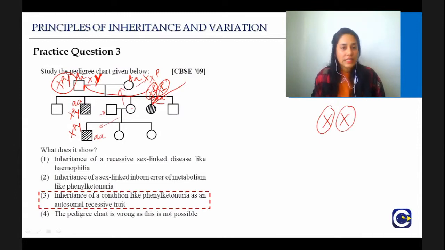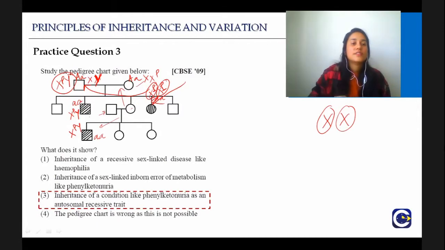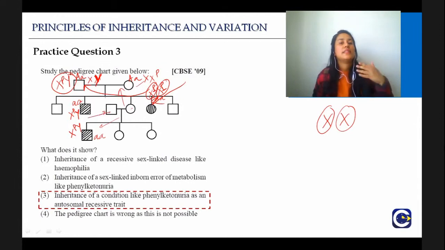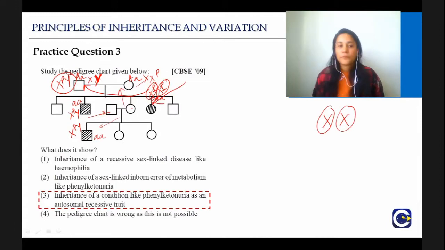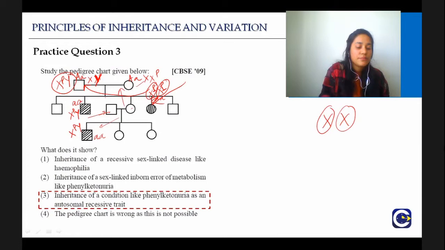So if the female is diseased and it is a recessive disorder, which you obviously know because here there was skipping of generation, then this diseased female has to take one X chromosome from the father. And if the father has even one such X chromosome, he should be diseased, which he is not. See, this male parent is empty, which means the male parent is not diseased. It is normal X and Y.